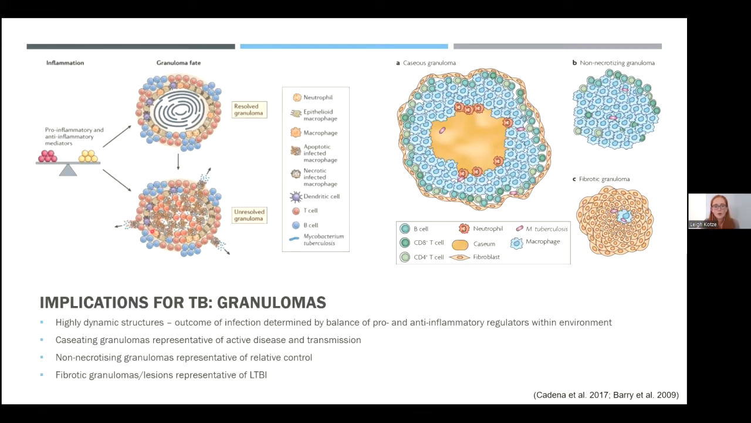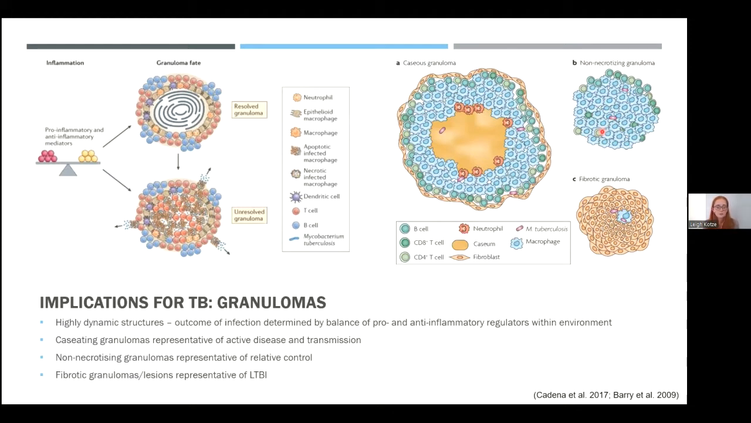So we also have a complexity where we don't have one single type of granuloma form within the lung. We may have caseating granulomas, which are characteristic of active disease and transmission, but patients with active disease can also present with non-necrotizing granulomas, which have live bacteria but do not result in a caseum forming, which is typically the characteristic of transmission.